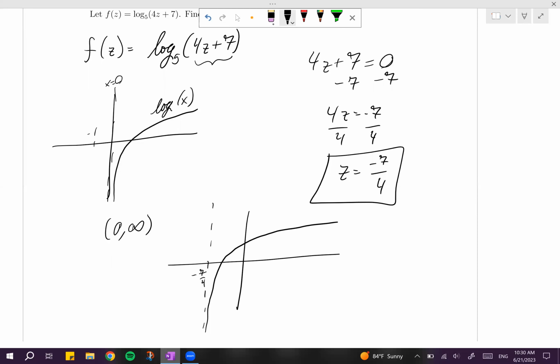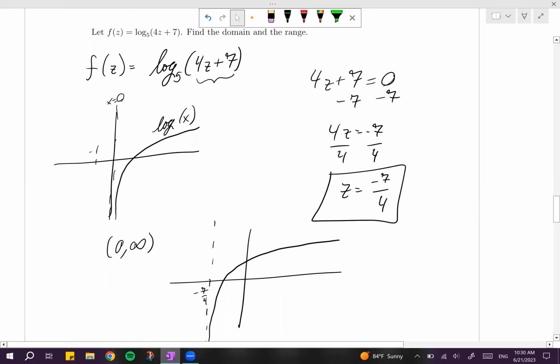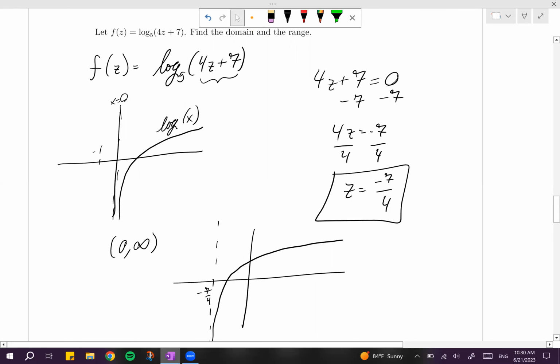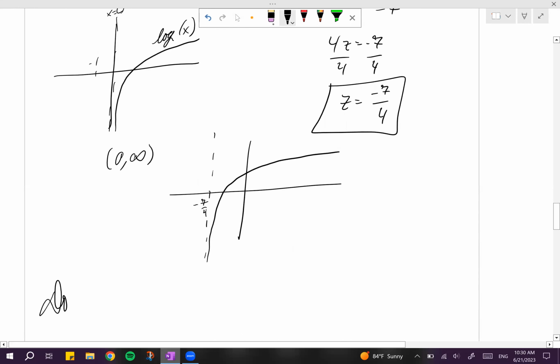All right, and I encourage you to plug it into Desmos and see what you get. But our domain is going to be all the numbers that are greater than -7/4, but not including -7/4. So we're going to have -7/4 to infinity, not including -7/4.